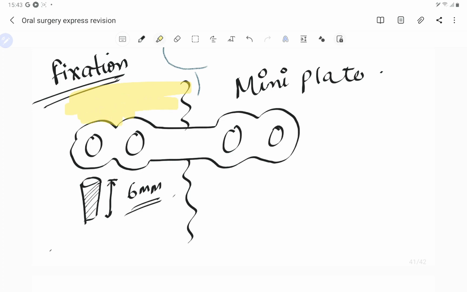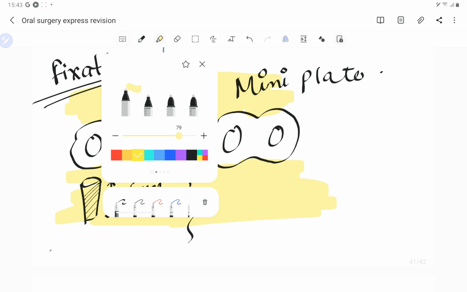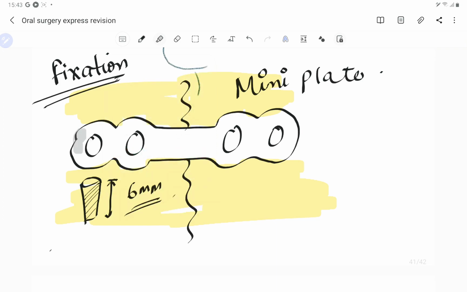Say suppose this is the fracture line. So after reduction, on both sides at least we use 4 holes guys. On either side 2 holes we use. And if you are using transosseous wiring, then we use the 26 gauge wire for transosseous wiring, but we don't use it anymore. We also have the suspension kind of wire wherein we suspend it. So that also we don't use anymore.